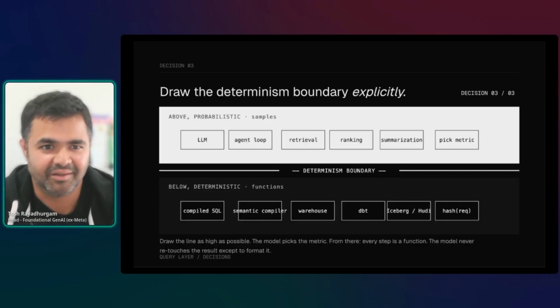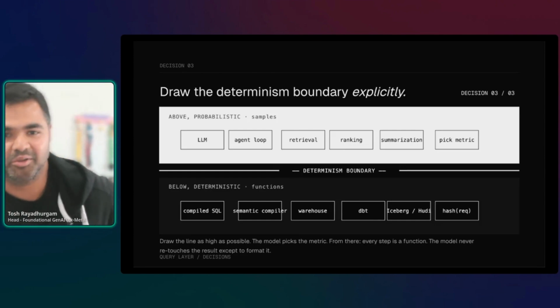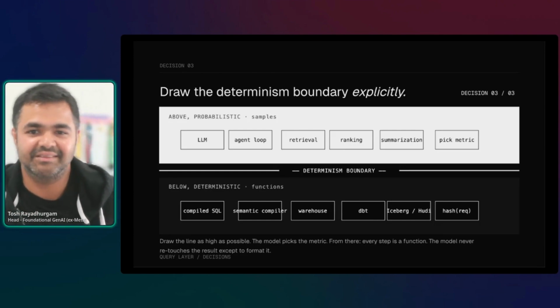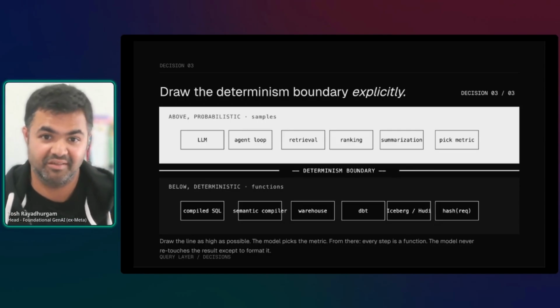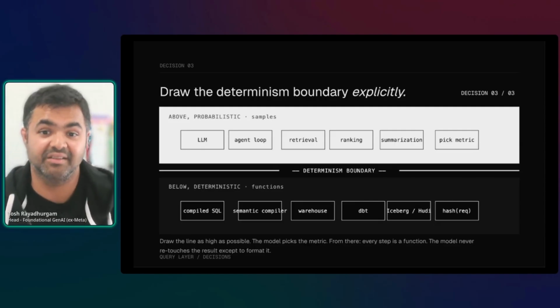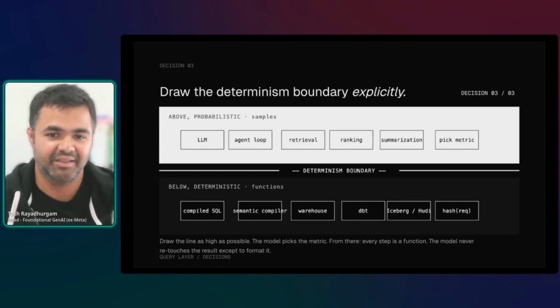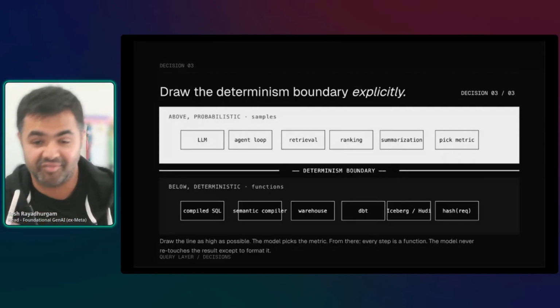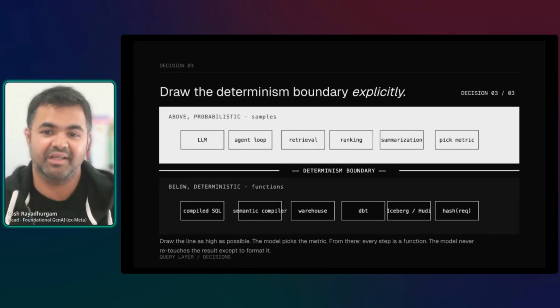Now, I think we're running out of time, so I'll make it a little shorter. So the third decision, and I think this is probably the deepest one. Every agentic system has a determinism boundary, right? Above this line is the probabilistic stuff: the LLMs, agent loops, retrieval, ranking, all of that. And below there's a function, and above, a sample, right? So now where do you draw this line?